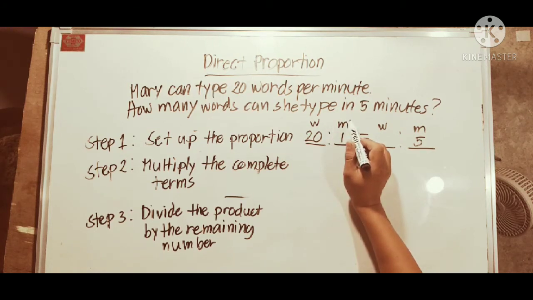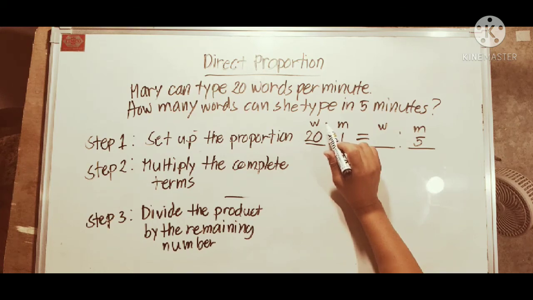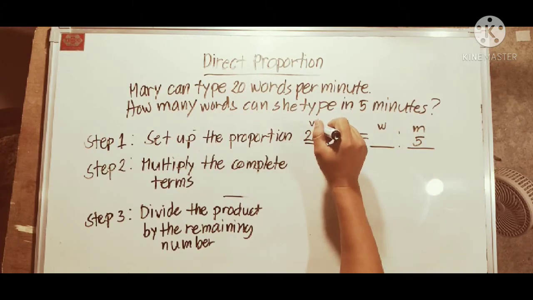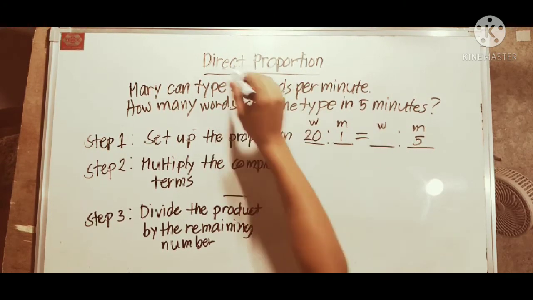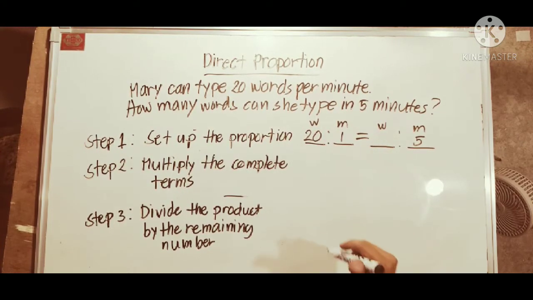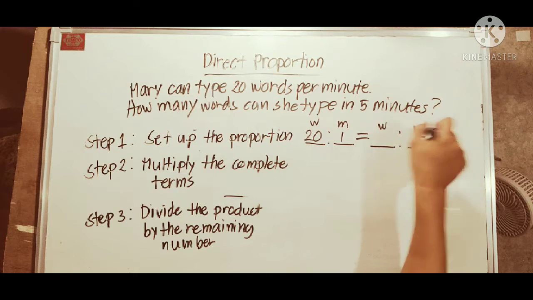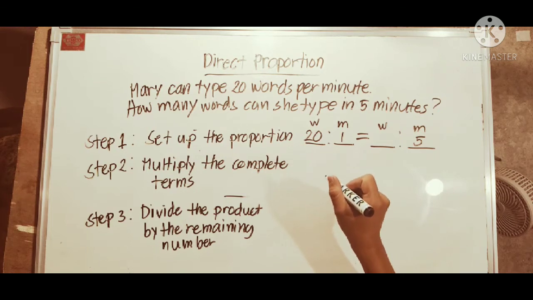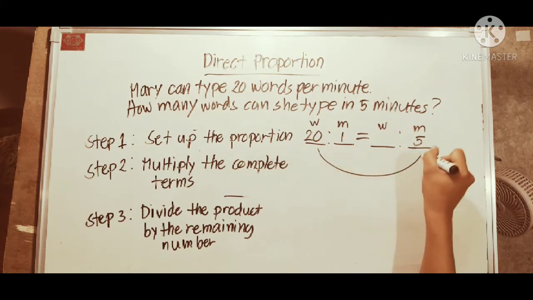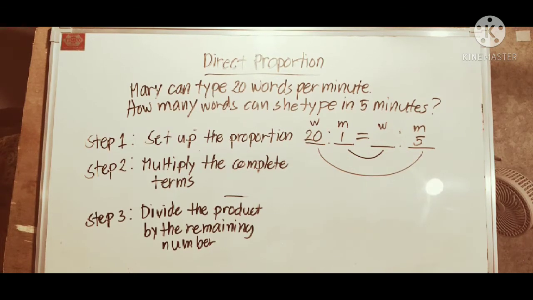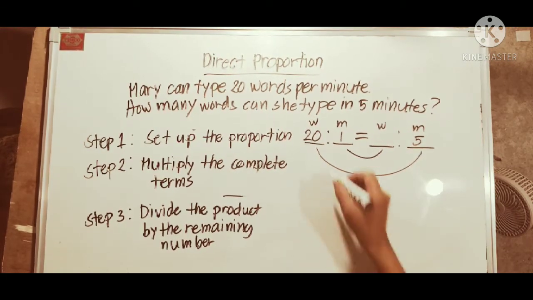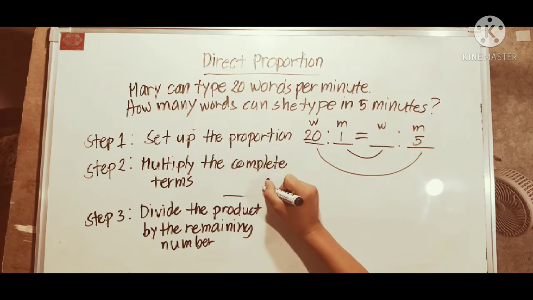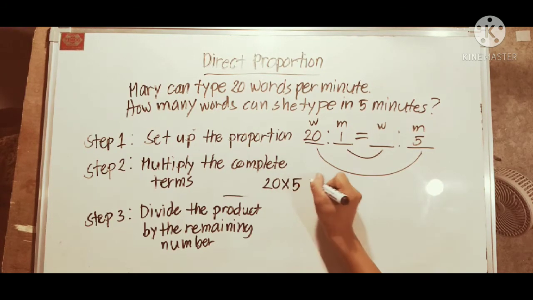Pwede na tayo mag-proceed sa step 2. Multiply the complete terms. So, gawa muna tayo ng smile. So, in this example, ang kompleto yung big smile, which are the extremes. So, multiply natin yan. 20 times 5, we get 100. So, our product is 100. So, let's move on to step 3. Divide the product 100 by the remaining number o yung number na walang kapares, that is 1. So, ito madali. 100 divided by 1 is still the same number, which is 100.